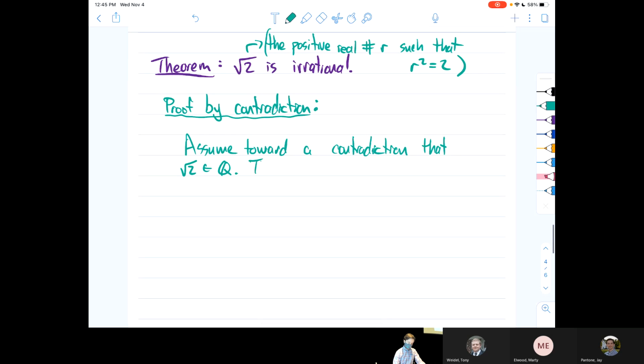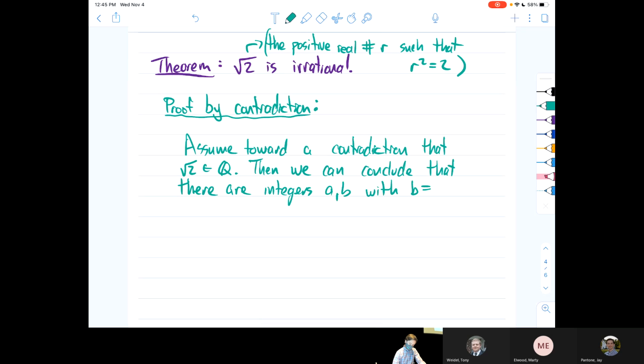Then we can conclude that there are integers a and b with b not equal to 0, such that... now what you would normally think that I was going to write here is we could assume there are integers such that square root of 2 equals a over b.